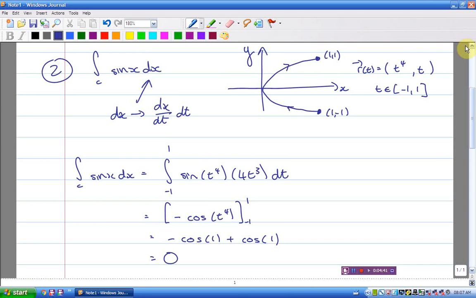Which is fine. If what we were working out here was something like mass, then that would be a worrying result. But we wouldn't have our density being sine x, because sine x is sometimes negative and you don't have negative density. So given that sine is positive on part of that curve and negative on other parts of that curve, it makes sense that there's been a certain degree of cancelling out.